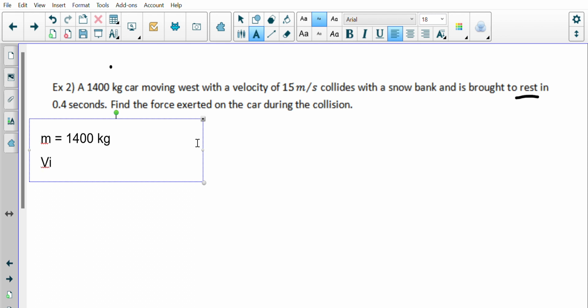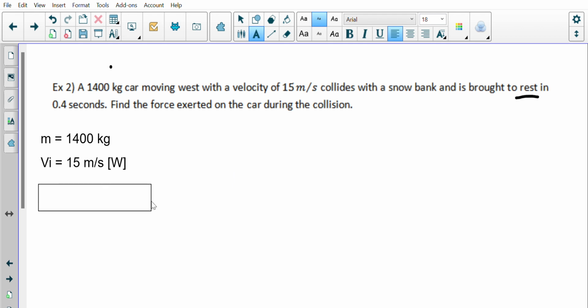So that would be our VI. And again, we have it at 15 meters per second. Velocity is a vector, so I've got to put the symbol in there, west. It is brought to rest in 0.4 seconds.